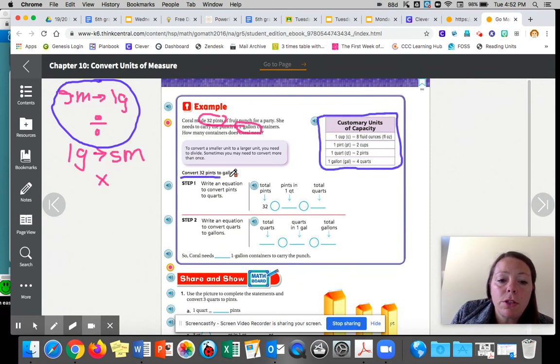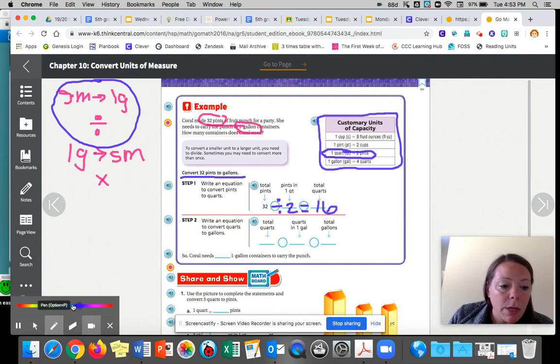So we're converting 32 pints to gallons. Write an equation to convert pints to quarts because we don't know right now how many pints are in a gallon. So we have to figure that out. So there we have 32 pints that we're starting out with. And we know that there are 2 pints in a quart. So we're going to go ahead and divide by 2. So that gives us 16 quarts. So now, let me change colors, we can convert those quarts into gallons.